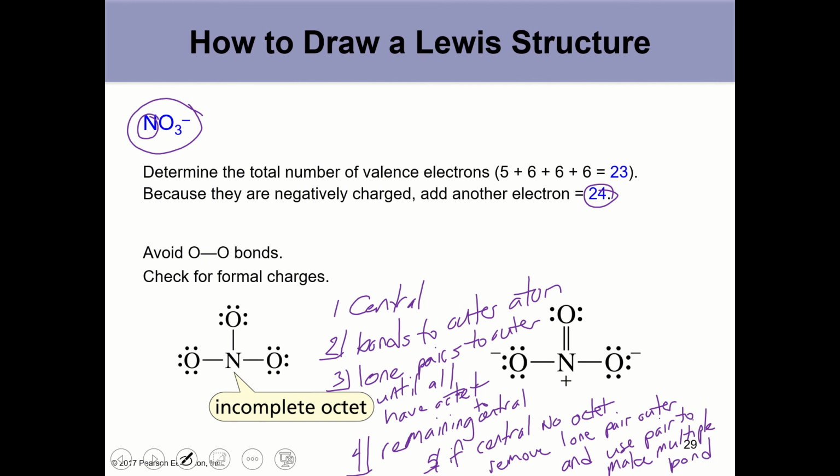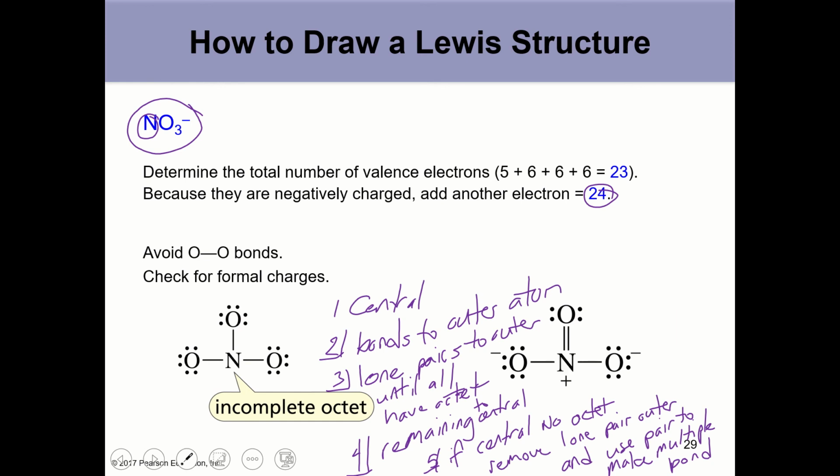So that is what was done with nitrate. We got to the structure at the left, and the nitrogen did not have a complete octet. Then a lone pair was taken from an outer atom and moved into a multiple bond. That gave us a nitrogen with 2 single bonds to oxygen and 1 double bond to oxygen.